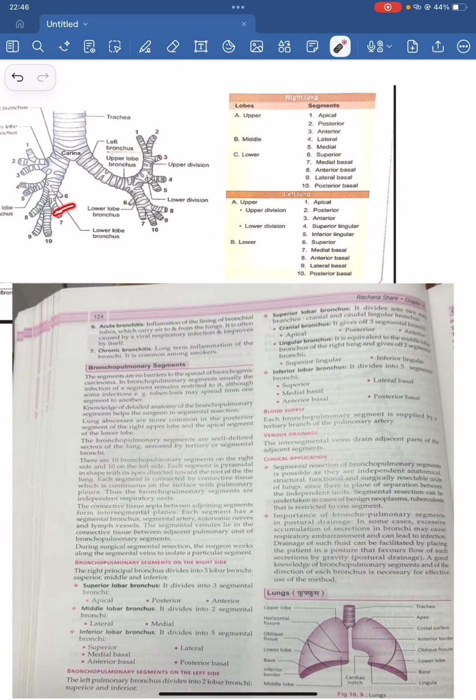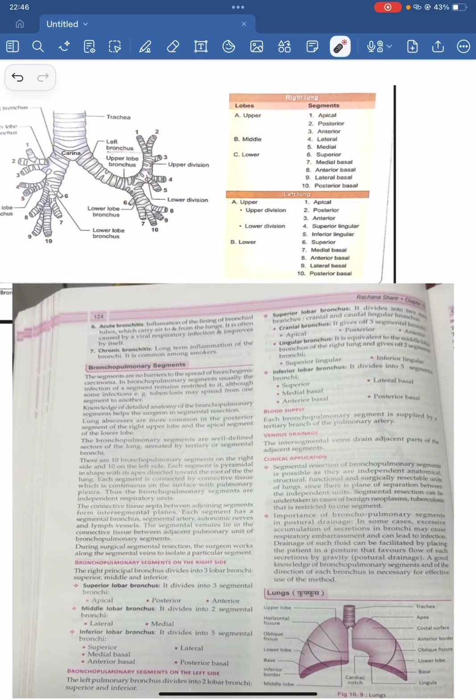Each segment is connected by connective tissue, which continues on the surface with the pulmonary pleura. So the bronchopulmonary segments are independent respiratory units. The connective tissue septa between adjoining segments form intersegmental planes. Each segment has a segmental bronchus, segmental artery, autonomic nerves, and lymph vessels.